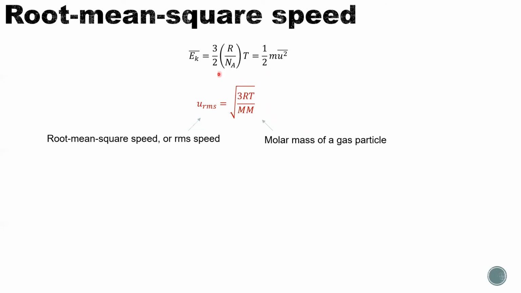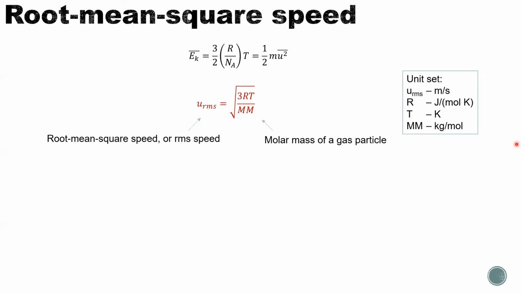In order to calculate the root mean square speed, we need to pay attention to the unit sets. If you want to get meters per second for root mean square speed, then we need to make sure R has a unit of joule per mole per Kelvin, T has a unit of Kelvin, and molecular mass has a unit of kilograms. Kilograms per mole, not grams per mole.